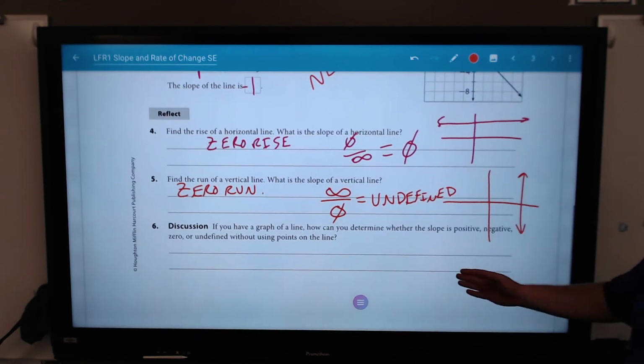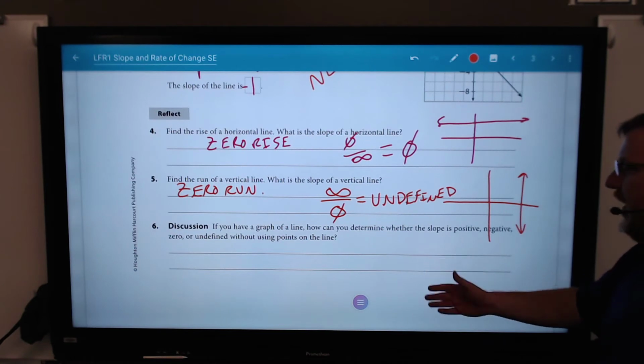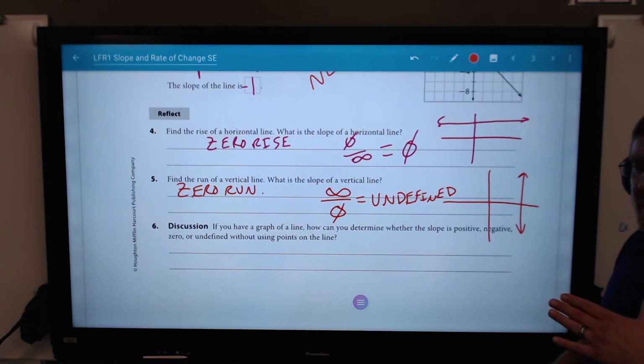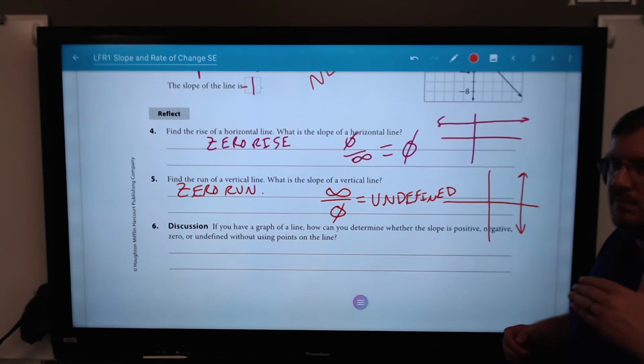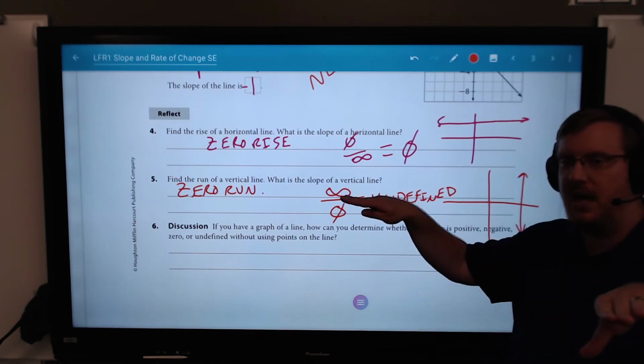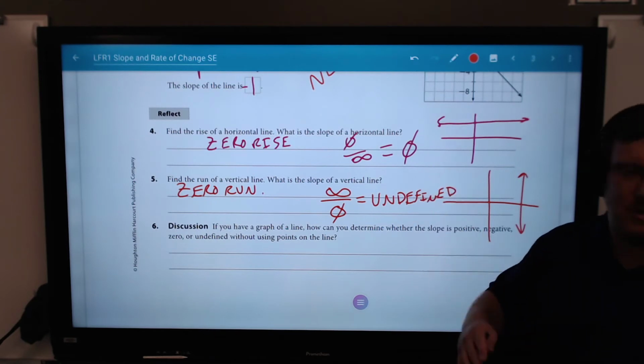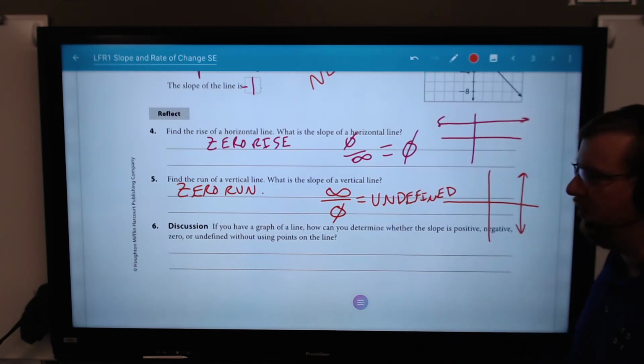So that next question, how do you determine if it's positive, negative, 0, or undefined without using points on the line? Look to see which direction it goes. If you're looking left to right, if it goes uphill, it's a positive slope. Downhill is a negative slope. Horizontal is 0. Vertical is undefined. Well, we're going to make charts and stuff like that. Don't worry about that.